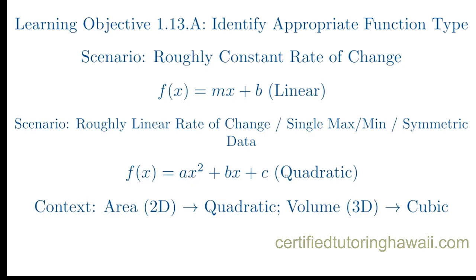To recap, we choose a linear model for constant change and a quadratic model for a changing linear rate of change, or symmetric data. We can also use contexts like area or volume to guide our choice. Now, let's explore more complex polynomials. Now let's expand our toolkit to include higher-degree polynomials.